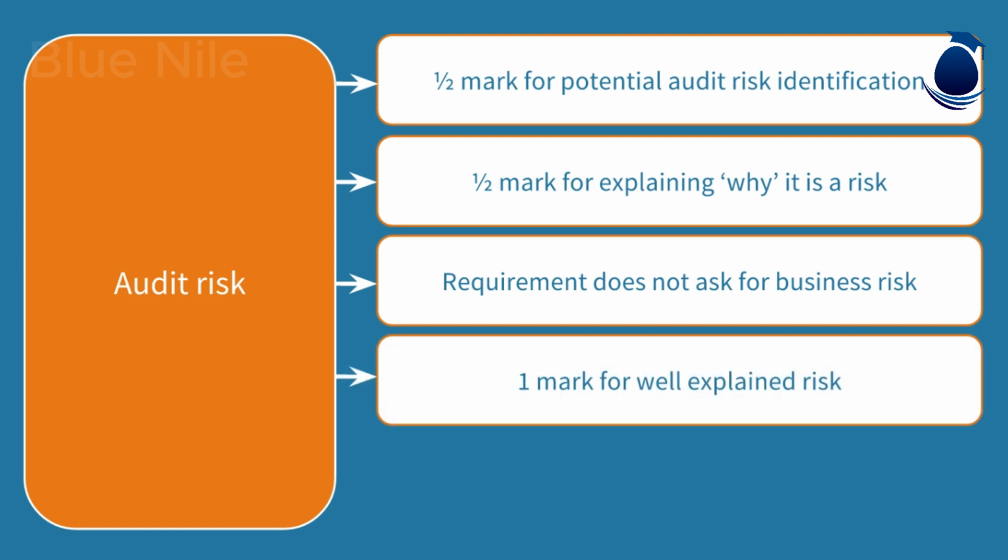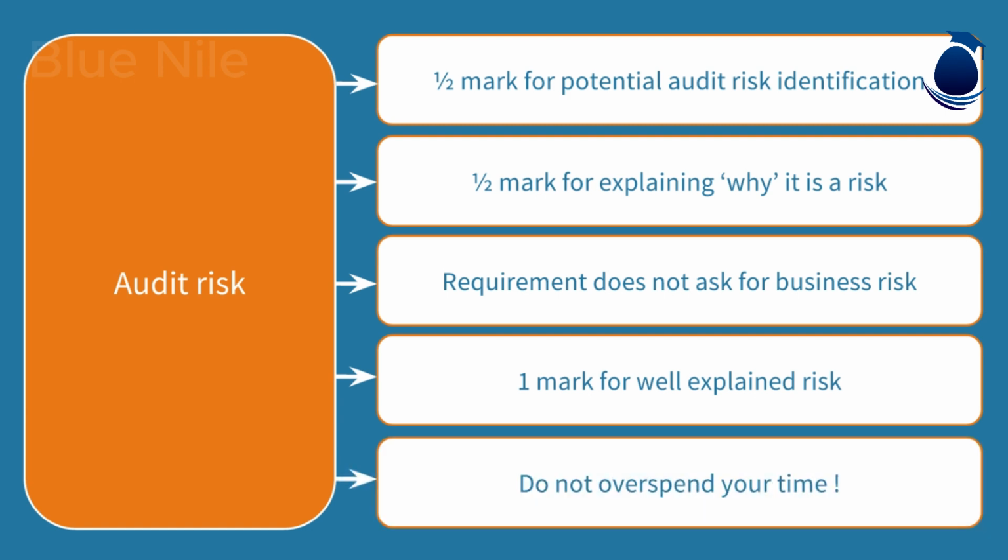1 mark will be awarded for a well-explained auditor's response to the risk you have identified. There are often several things you could do in relation to a particular risk. Only 1 mark will be allocated, so do not waste time on describing lots of ideas. Stick to an example and explain it properly.